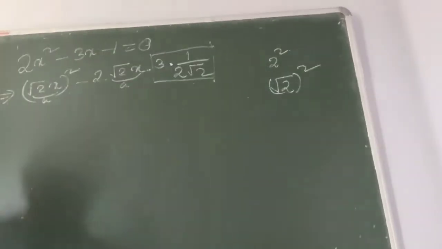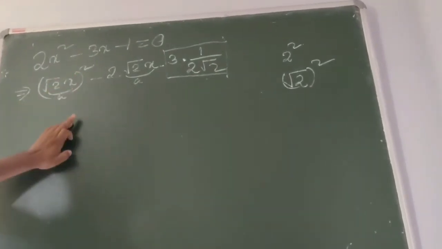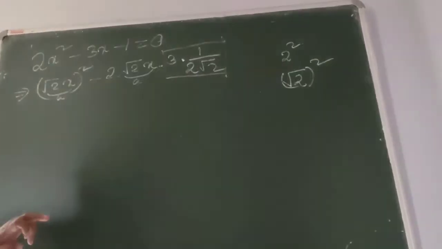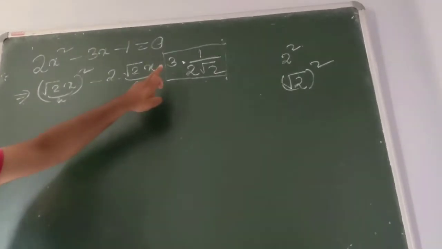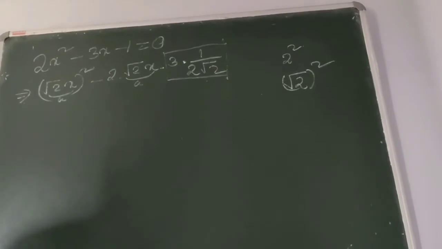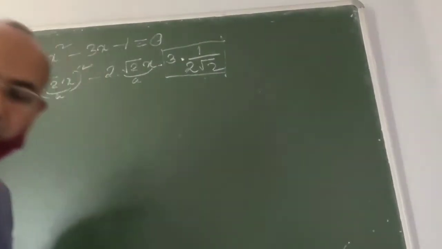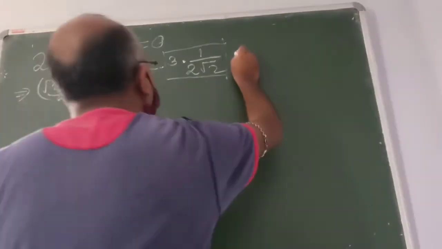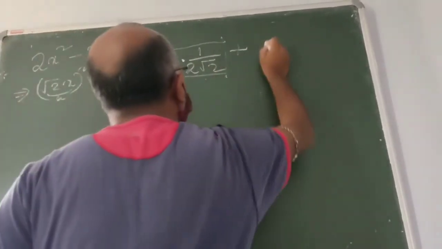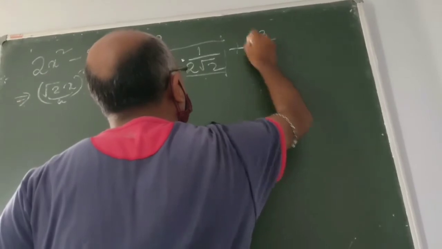Yes? Try to understand again. A square: root 2x whole thing square, minus twice a, which is root 2x. B is 3 by 2 root 2. So a square minus twice ab we got. Now what we have to get? Plus b square. So plus we will write. What is our b? 3 by 2 root 2. 3 by 2 root 2 whole thing square.